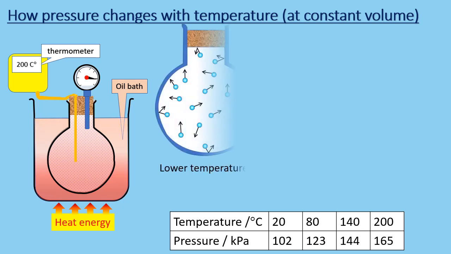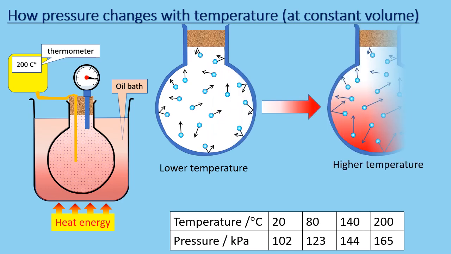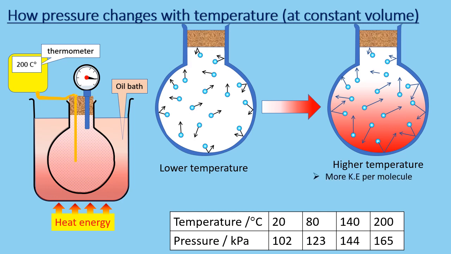The kinetic particle model of matter could be used to explain that. As more heat energy is added to the trapped air to raise its temperature, the air molecules gain more kinetic energy, making the average kinetic energy per molecule higher. As a result, the internal surface of the flask will experience more collisions with greater force, increasing the pressure.